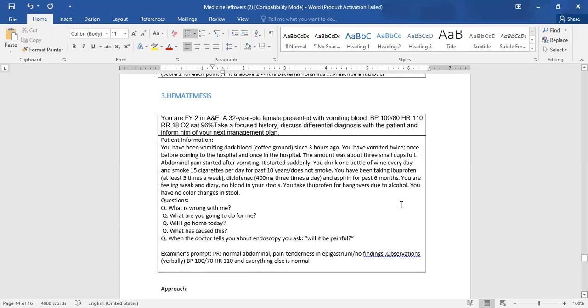You have been taking ibuprofen, and you smoke 15 cigarettes per day. You are taking diclofenac and aspirin as well. You are feeling dizzy. There is no blood in your stool. You take ibuprofen for hangovers due to alcohol, and you have no color change in the stool.